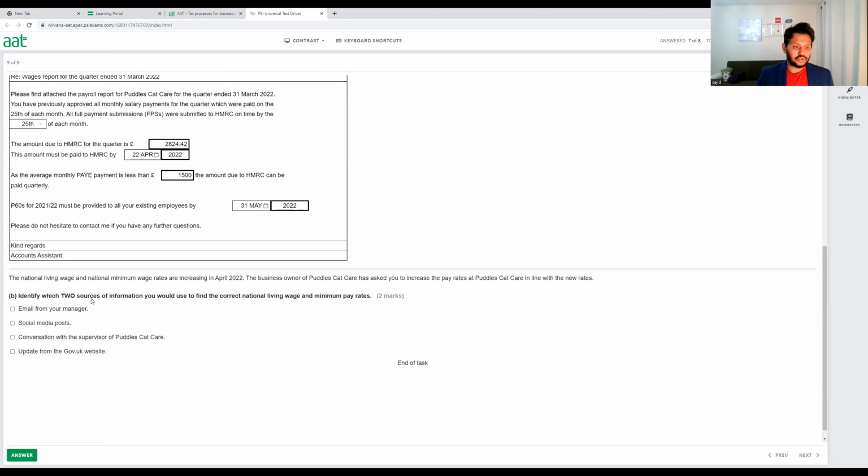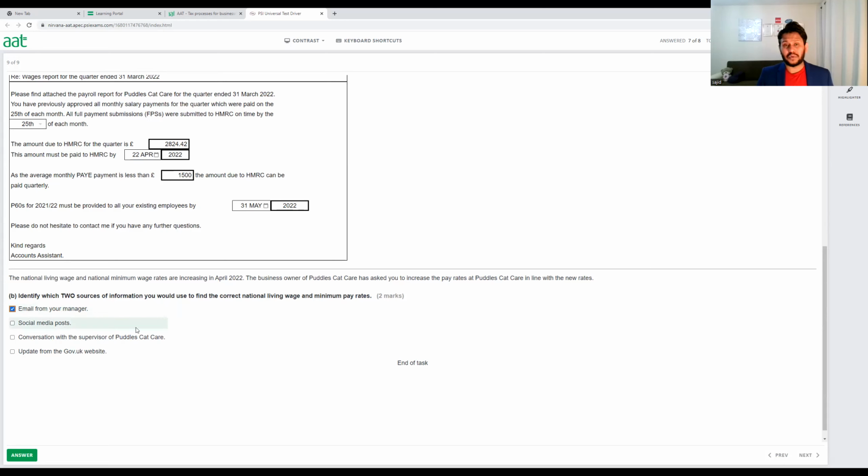Identify which two sources of information you can use to find out the correct national minimum wage. The first thing, we can check the government website. The Gov website always publishes that. Otherwise, we can ask our manager, so it's an email from your manager. Yes, I can ask my manager what the new rate is for the employee. He can give it to me and I can change the rate.